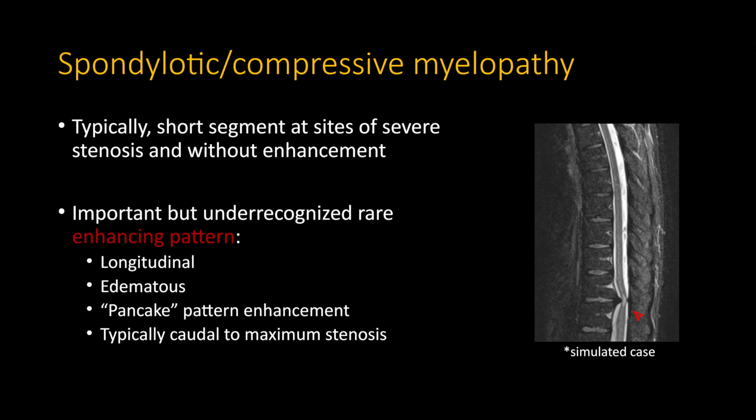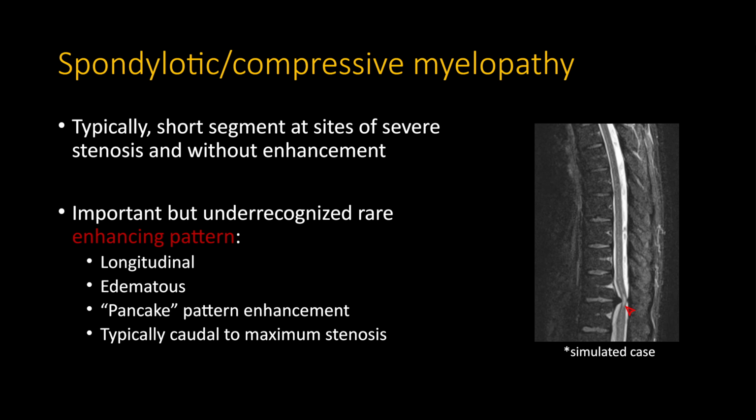Now, there is an important but under-recognized by us radiologists enhancing pattern for spondylitic myelopathy that we absolutely have to be very much aware of. And that particular form is what I showed you on the slide before. That's going to be longitudinal, sort of extensive. The cord is going to look much more edematous.